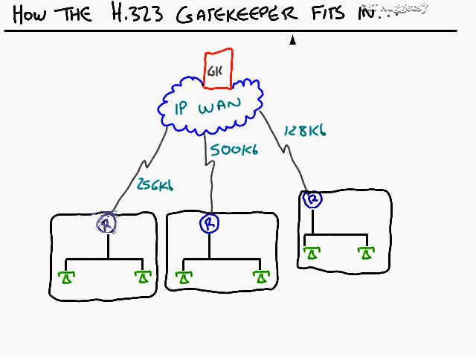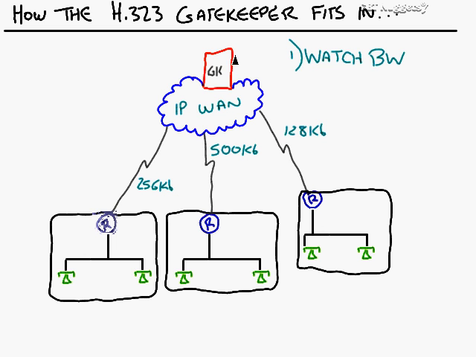The first primary function of the gatekeeper is to watch bandwidth, to make sure that it doesn't get exceeded from any one location and ensure that we have bandwidth available for every call. And if we're out of bandwidth, it will either deny the call or send it off to the public switch telephone network as a backup.